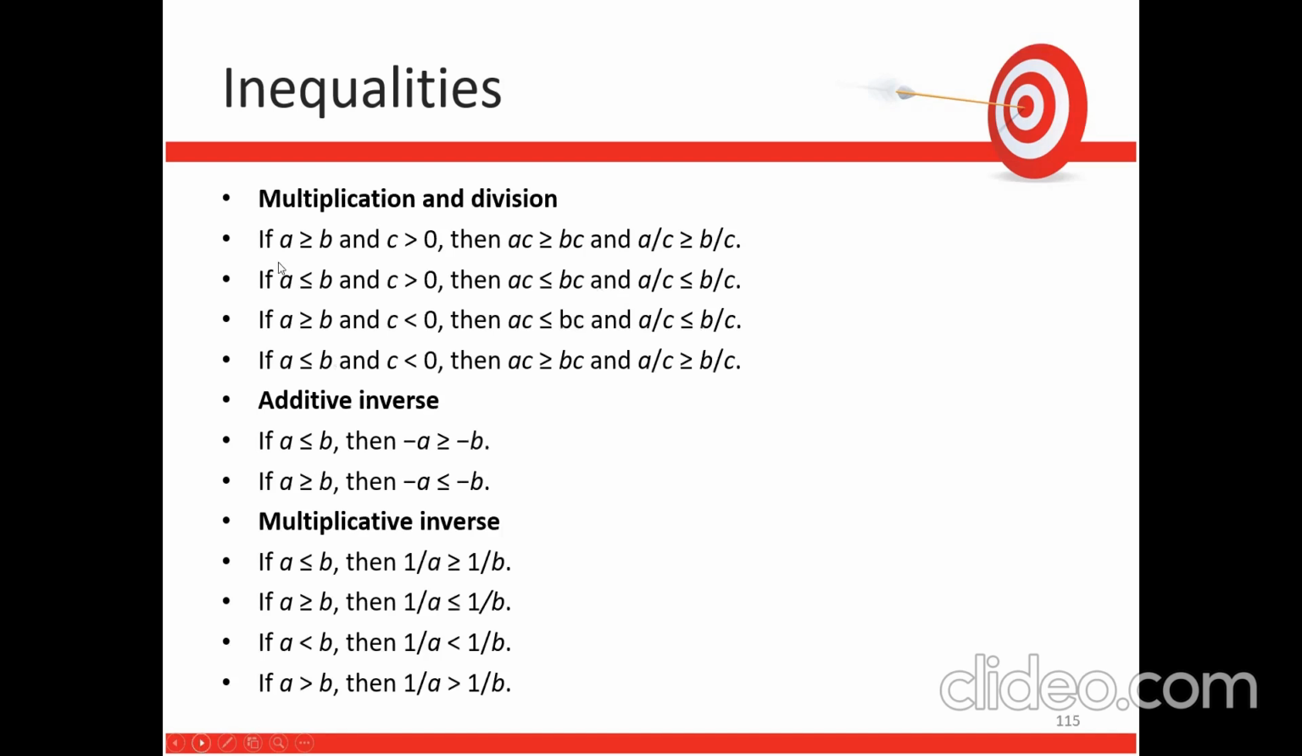Multiplication and division. Same here. If A is greater than B, and C is greater than 0, then AC is greater than or equal to BC. Same here. These are the properties. Additive inverse, same. Multiplicative inverse, this one. Negative, negative, same.